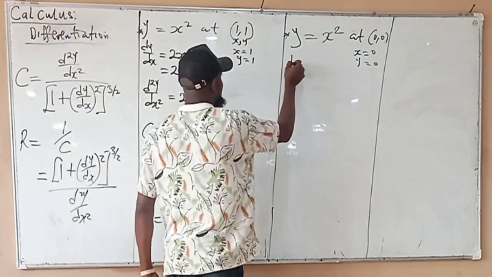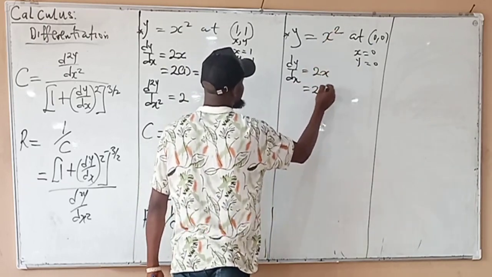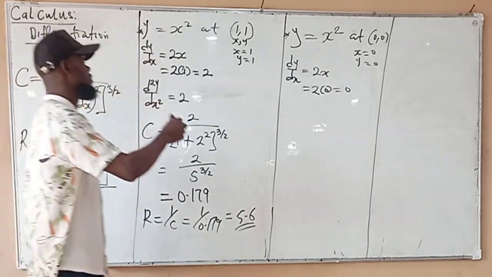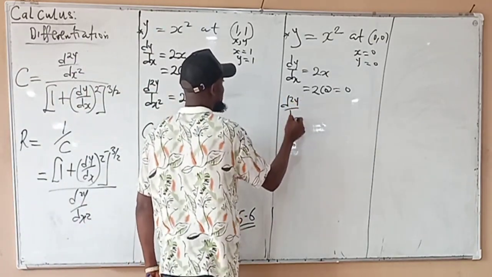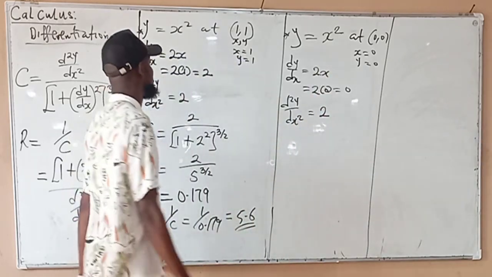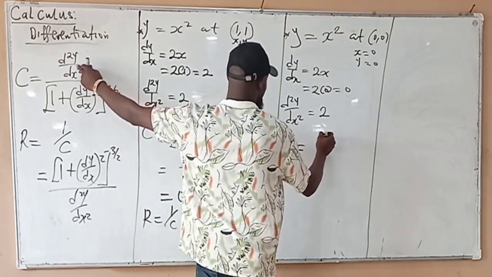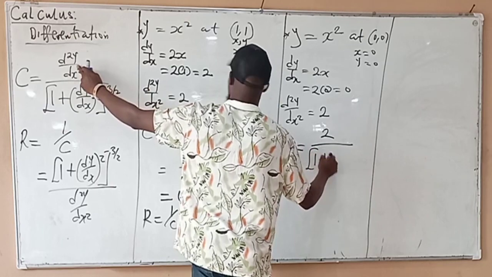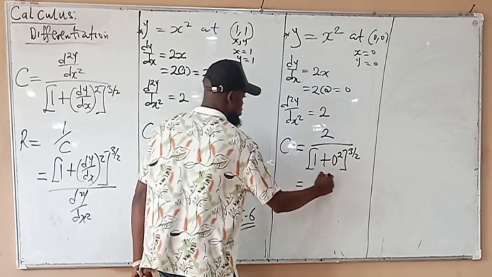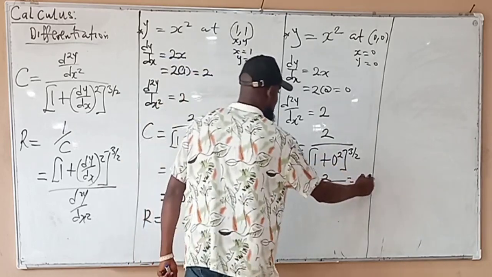So let's do dy over dx. What will it be? Usually you will have 2x. And when I put 0 for x, we have 0 for dy over dx. What about d squared y over dx squared? Usually again, we have 2. That's what I'm going to have. The next thing, I'm going to go to this formula. The curvature will be d squared y over dx squared, which is 2, over 1 plus dy over dx, which is 0, squared, all to the power 3 over 2. Because 0 squared is 0, plus 1 is 1. That's going to give us 2.